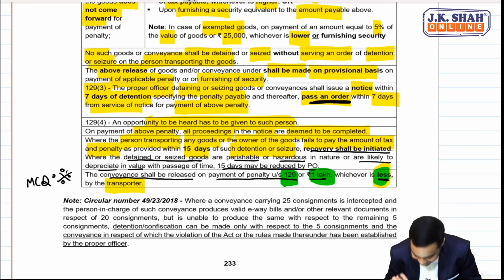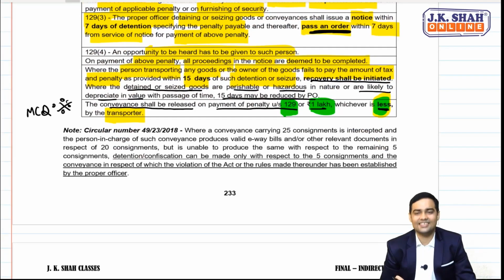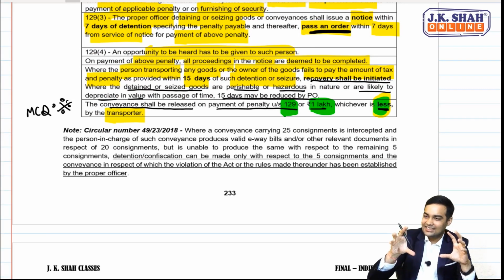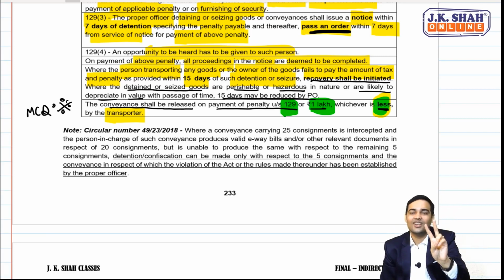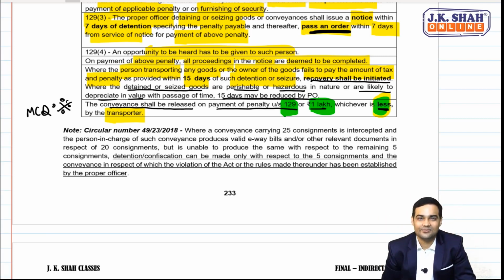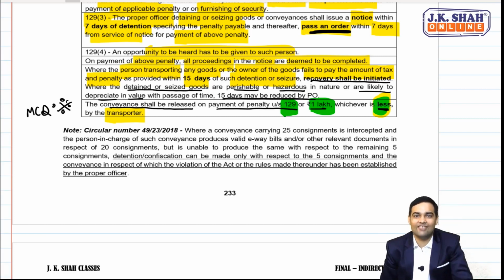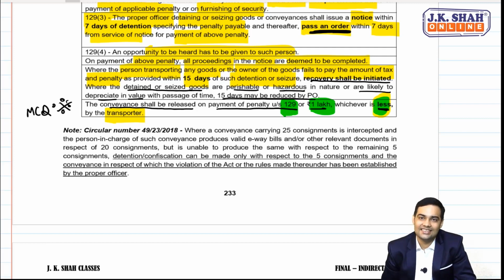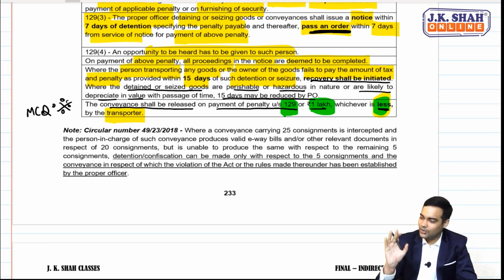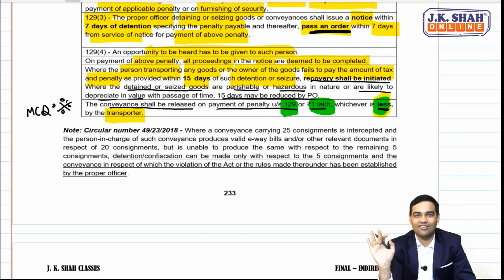Okay, this circular remains same. What's the circular, sir? Very simple circular. Say suppose a truck is carrying goods of 25 different consignments. 5 did not have e-way bill. How many consignments will be seized? Sir, 25 consignments, 5 did not have e-way bill. 5 will be detained, balance will be left. 5 will be detained and the truck will also be detained.